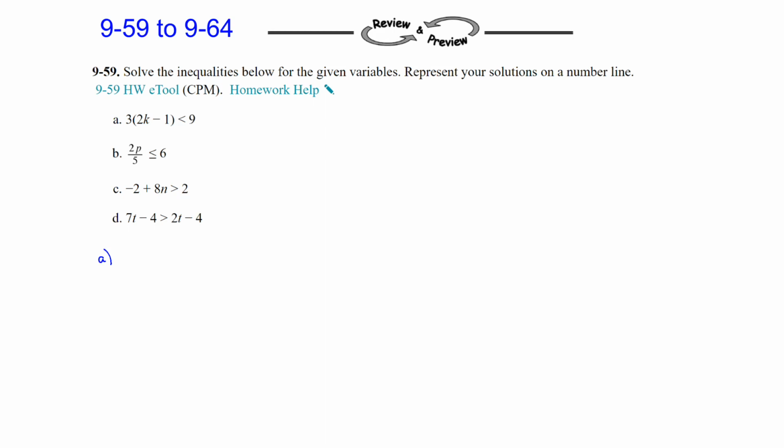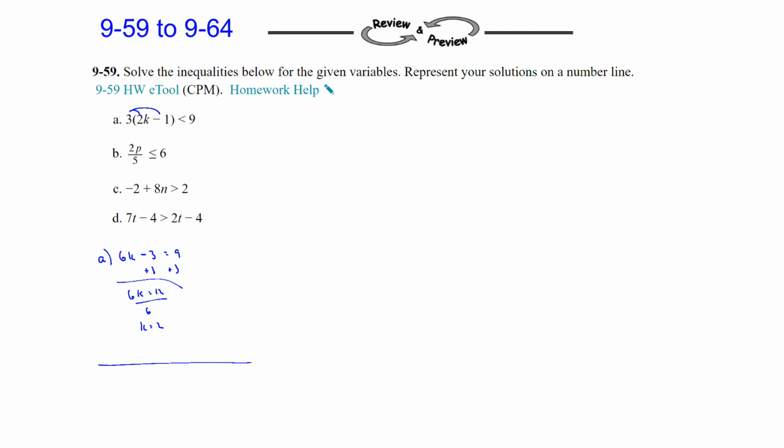So we're going to change this to an equation. I'm also going to go ahead and distribute the 3. So 6k minus 3 is equal to 9. And then we solve it just like we solve an equation. We add 3, and then we divide by 6. So we know the boundary point is at x, or in this case k, equals 2.